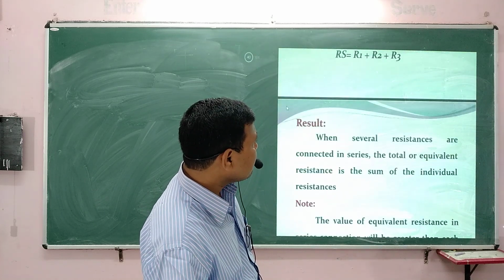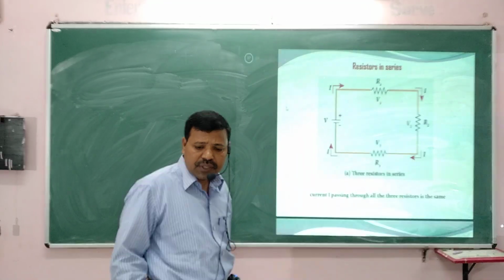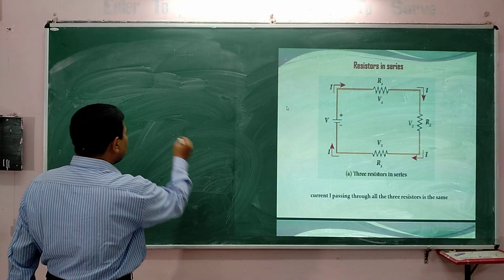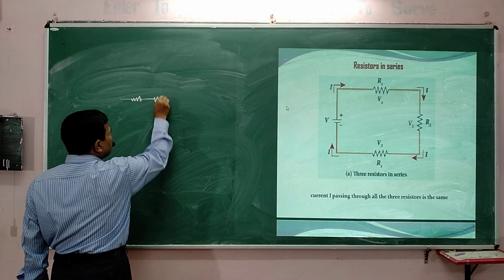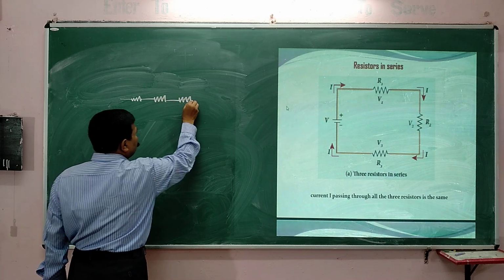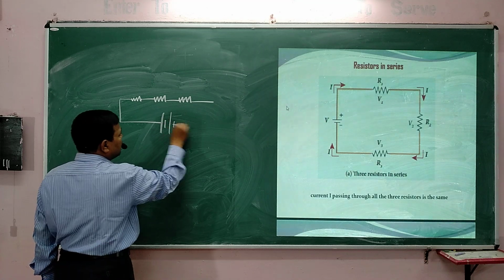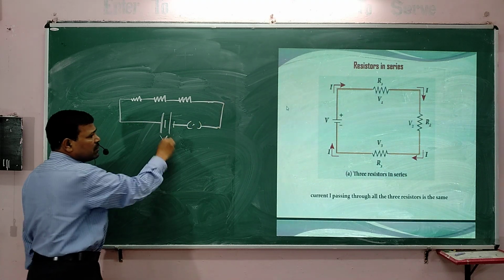Fine. Coming back to the resistors connected in series. Look at the diagram. The same diagram can also be drawn like this. This is R1, this is R2, R3, and they are connected to a battery whose potential difference is V.